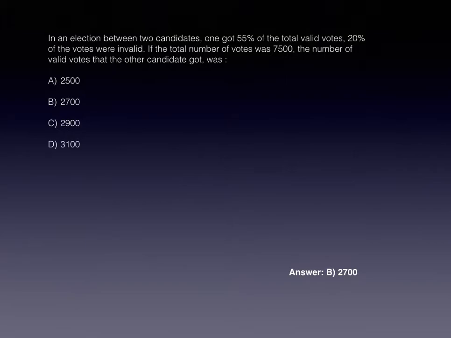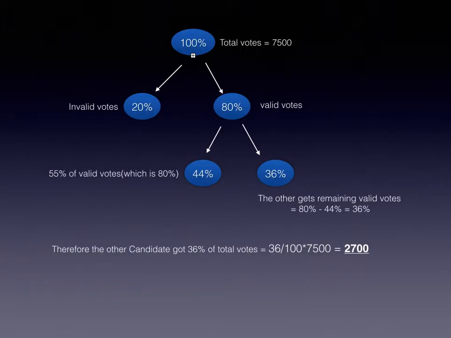Let's go to the explanation. Okay. See, this is the total votes. This is 7,500, and that is equal to 100%. It is said that 20% of the votes were invalid, and that means the remaining 80% were valid votes.